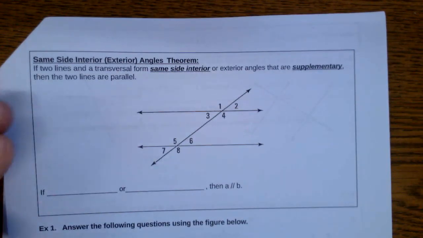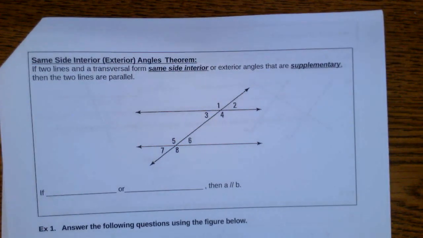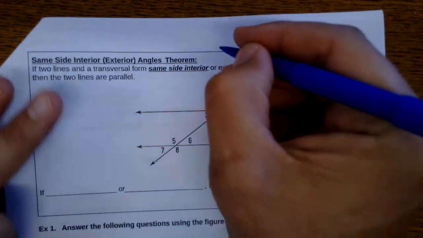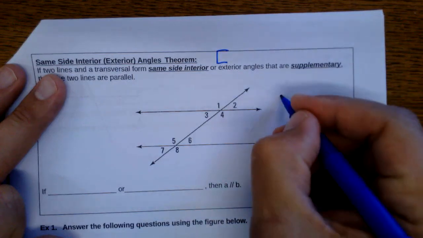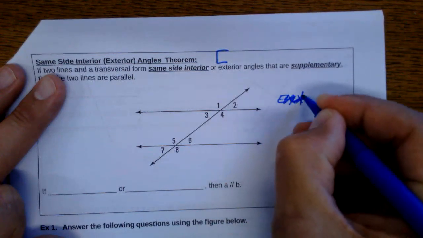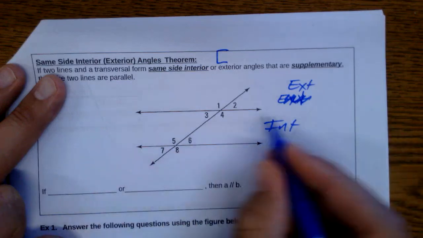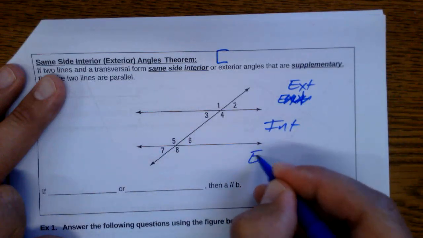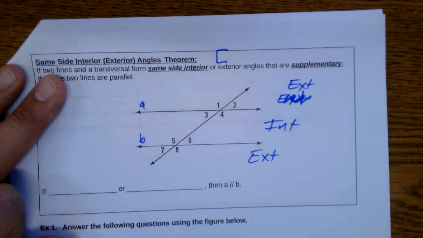Last theorem for today is same side interior. Same side interior or exterior angles theorem. I always say this makes the C. All right, when I trace it out, again, reminder, this is exterior angles. Let me rewrite that. Exterior. This is interior angles on the inside of these parallel lines, and these are exterior. This is A, and this is B again.